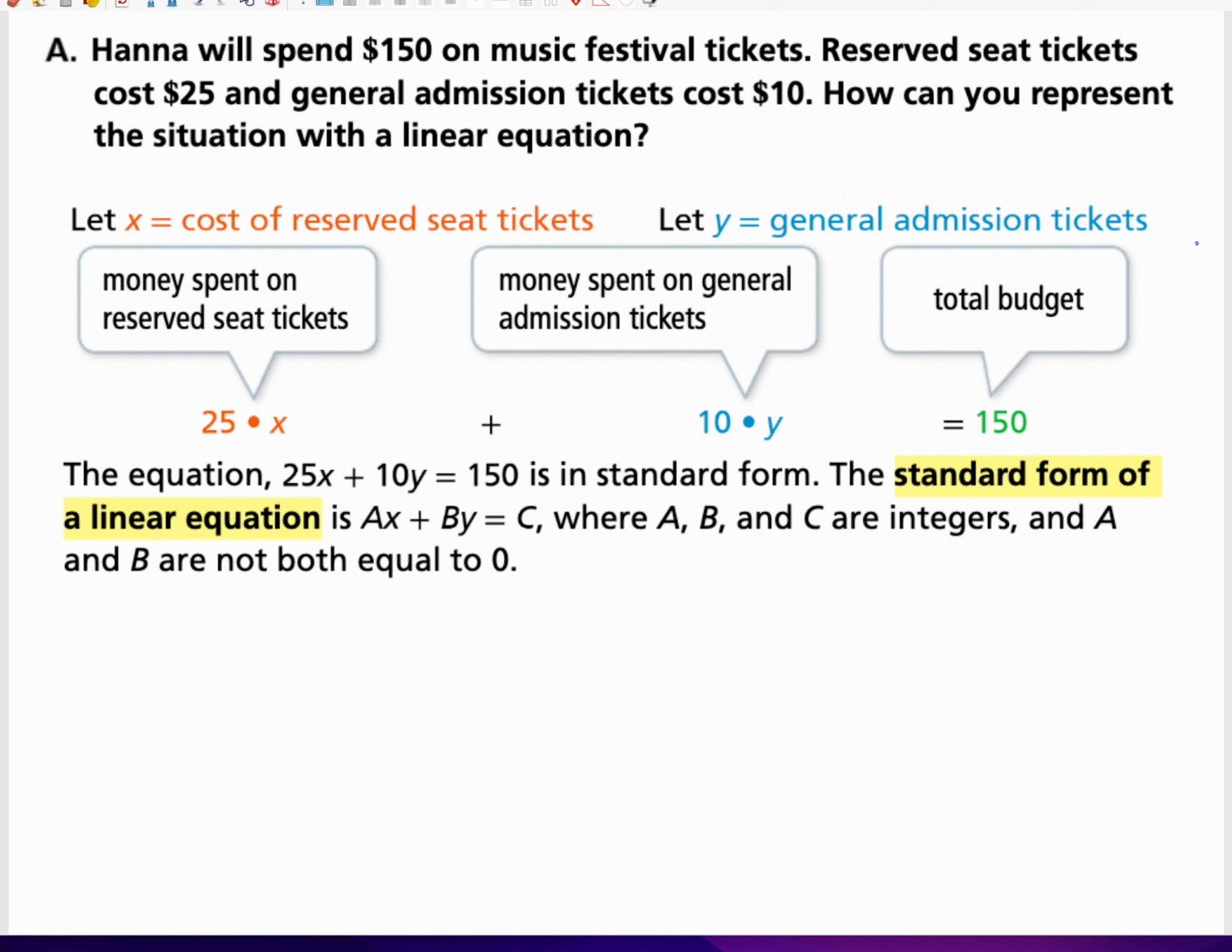So the equation 25x plus 10y equals 150 is in standard form. So here's the standard form equation. The standard form of a linear equation is ax plus by equals c.